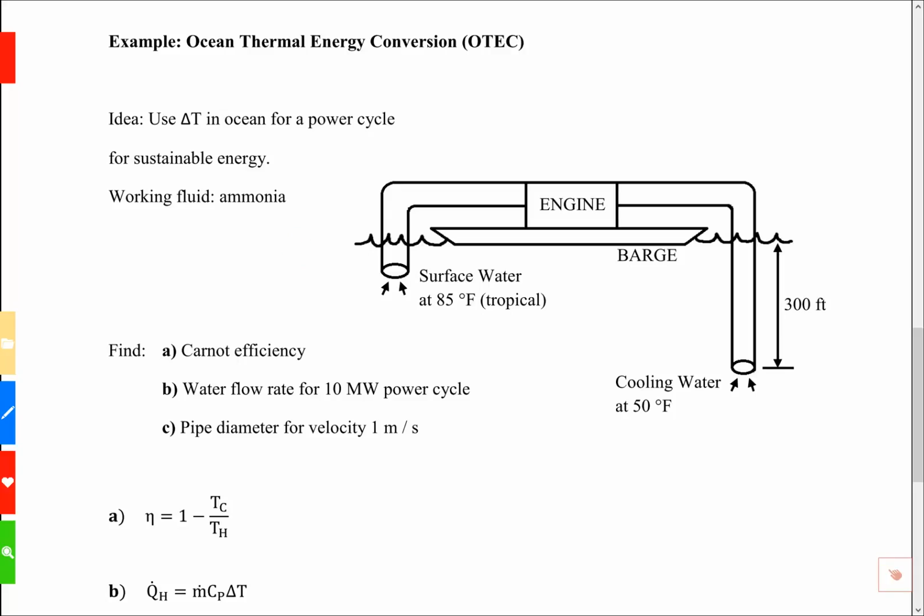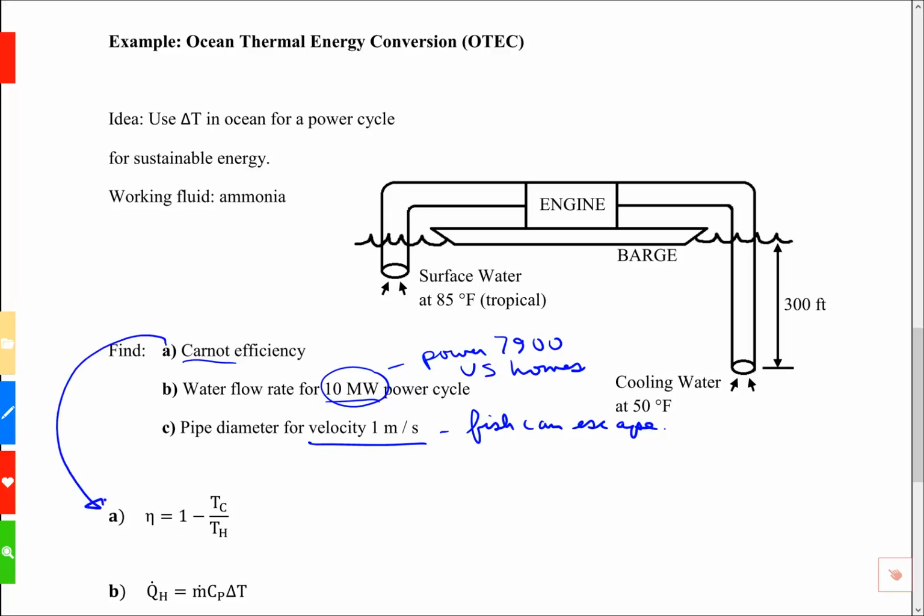And we're going to look for the Carnot efficiency. We're going to look for the water flow rate for a 10 megawatt power cycle. This would be enough to power, say, 7,900 average US homes. And then we're going to look for the pipe diameter for a velocity of 1 meter per second. We want to have it slow enough so that fish can escape. We want to capture water, not fish.